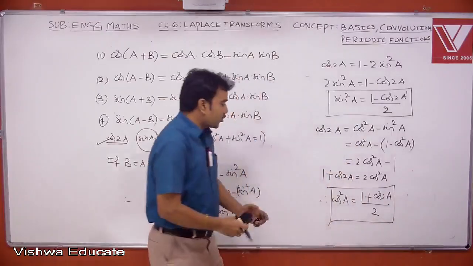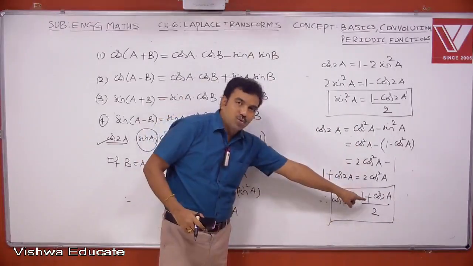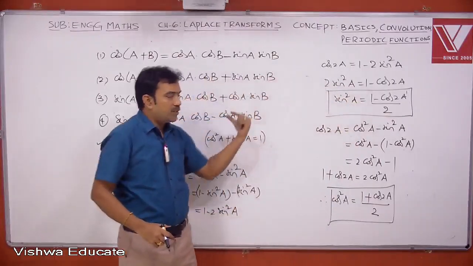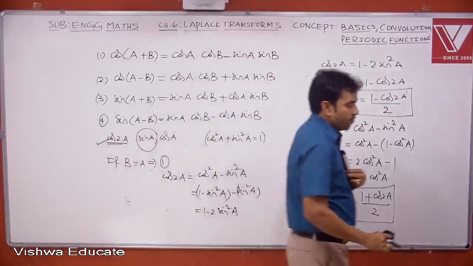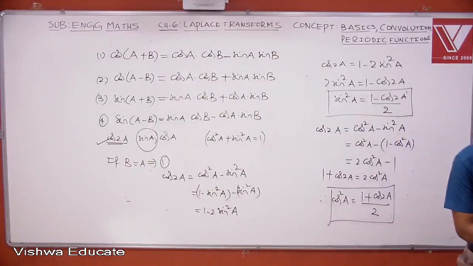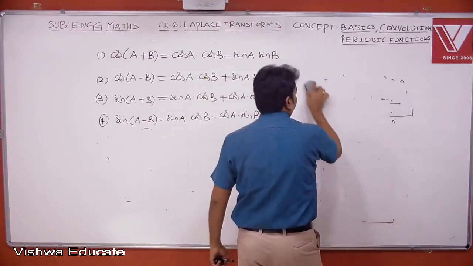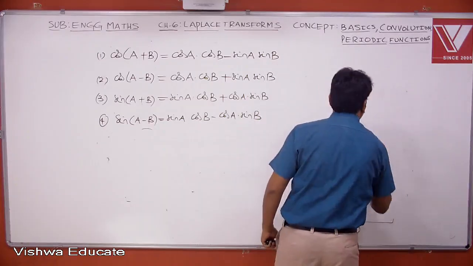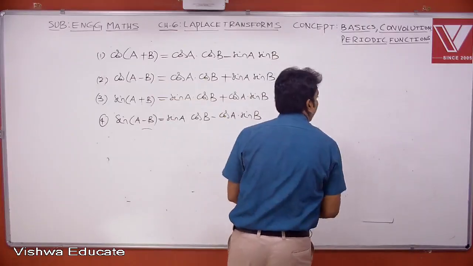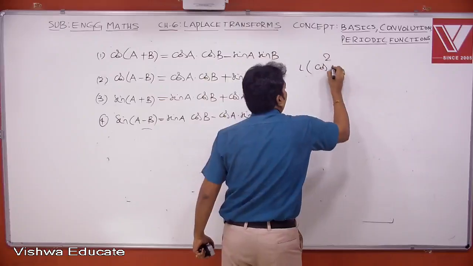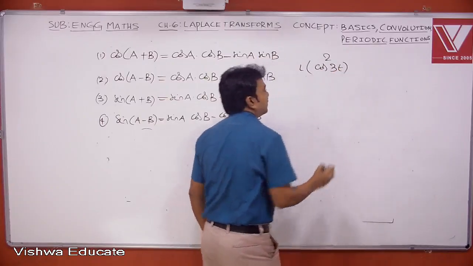So we got cos square a in terms of cos 2a like this, and sin square a in terms of cos. Note all these formulae. Now, the Laplace of cos square a or Laplace of sin square a. Suppose I want Laplace of cos square 3t.